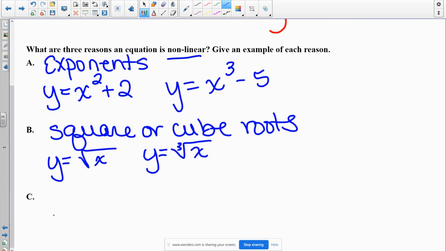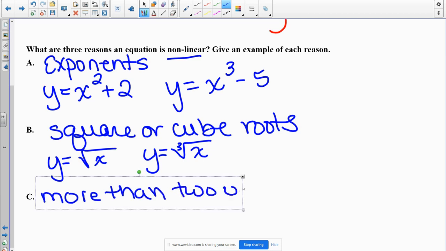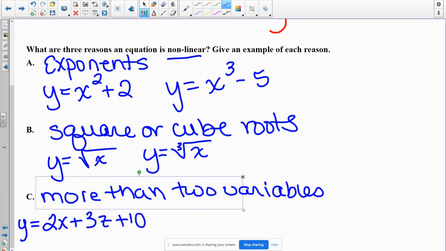no more than 2 variables. And normally those 2 variables are x and y. So they are not going to be linear if there are more than 2 variables. Normally we pick x and y. So for example, if we had an equation that said y equals 2x plus 3z plus 10. This is definitely not a linear function. Way too many variables, so we have 3 variables. Again, linear functions are written in y equals mx plus b.